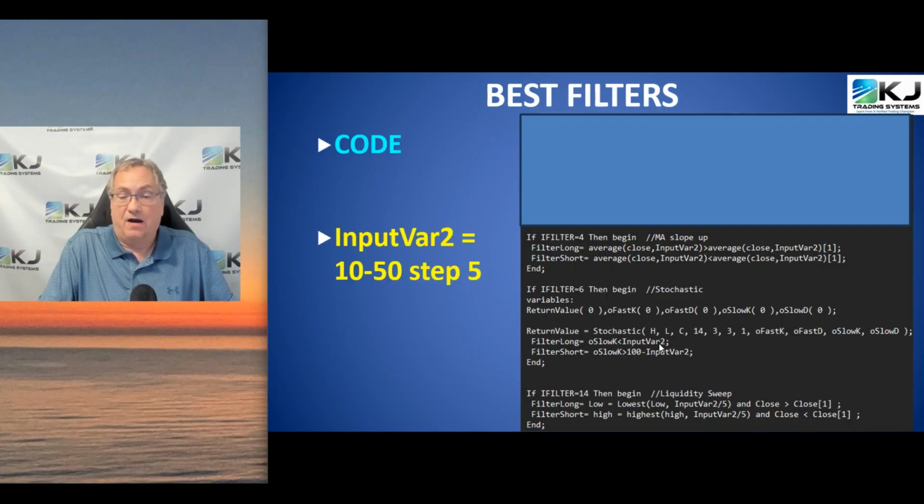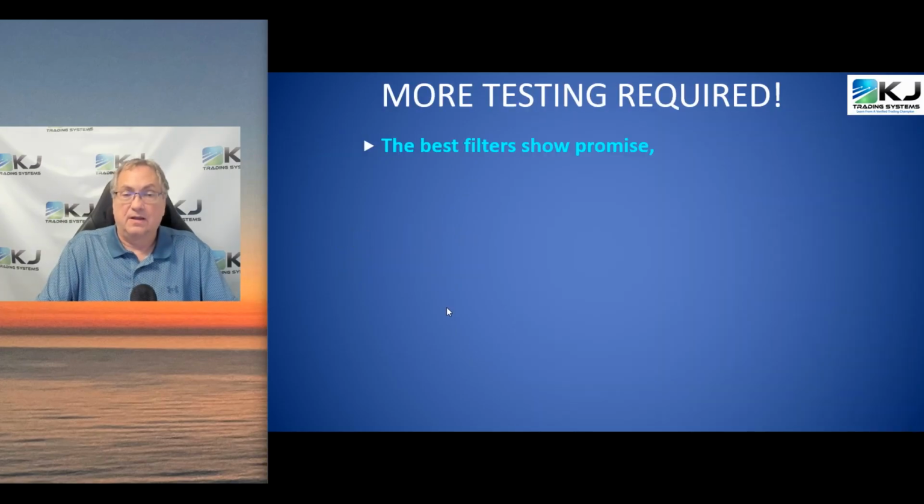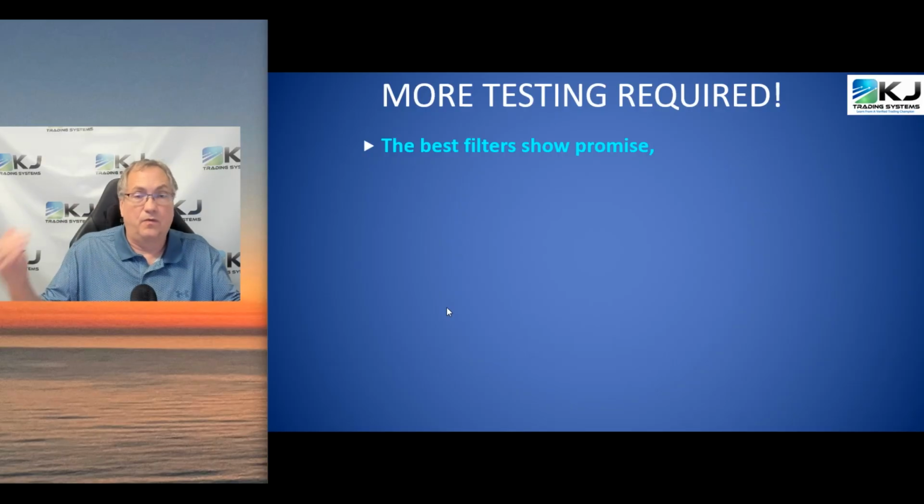Input var 2 was my input variable, and as part of this testing I ran it from 10 to 50 in steps of 5. So that's why you see some of this where I had to divide it by 5, because I had to normalize some of the values so I could just use one set of input variable combinations or values and then have it run multiple cases. So those were the best 3.